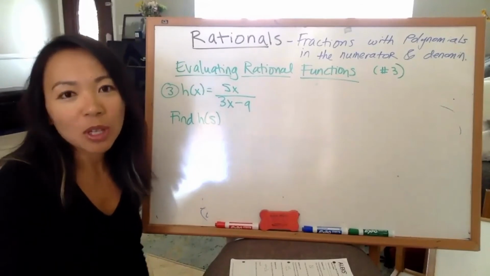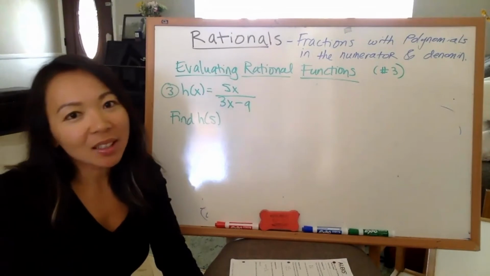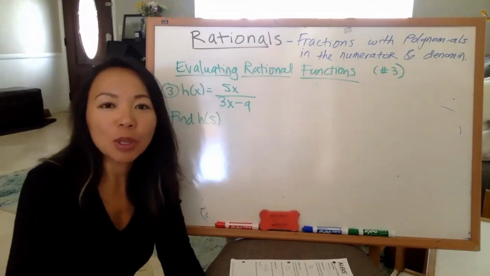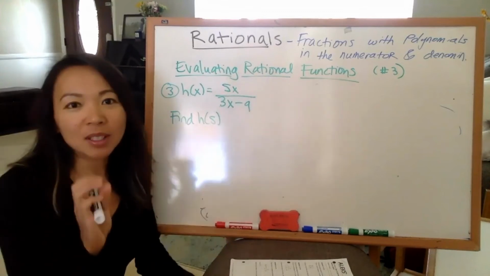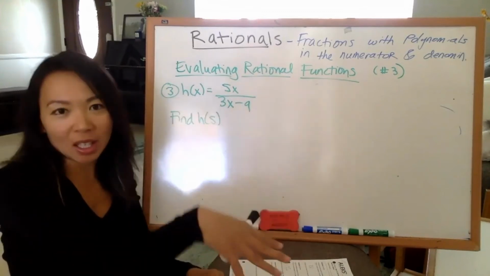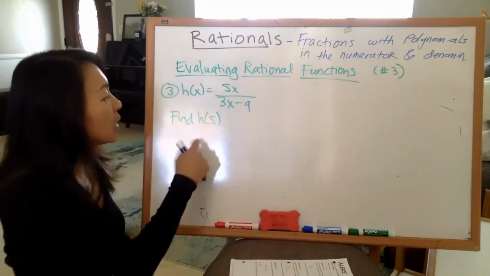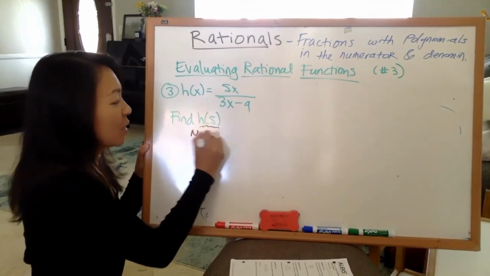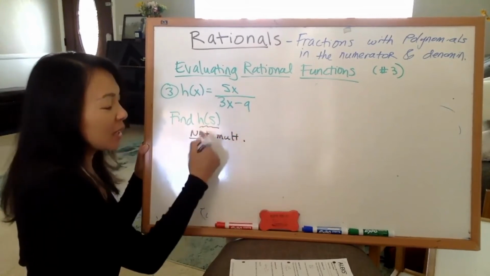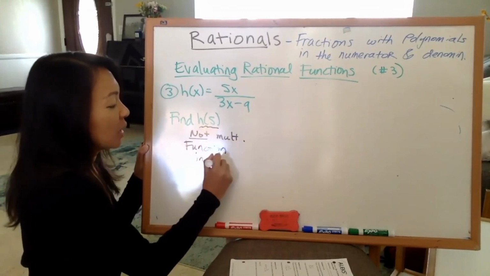All right, in the next question here, we're asked to evaluate rational functions. Well, this is a little bit easier because it's nothing new from what you've done before. When it says to evaluate a function, basically it means to plug the number, the input, inside the function and then spit something out, right? So here, find h of 5. Remember, this does not mean multiplication. What it means is that this is a function where the input is 5.